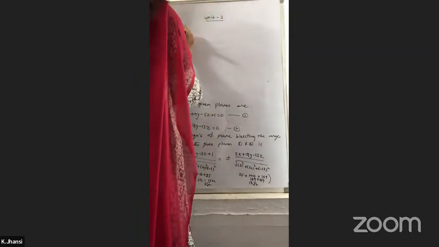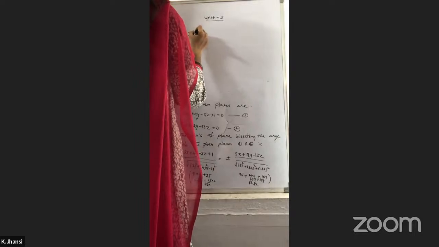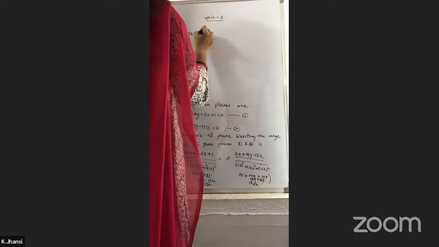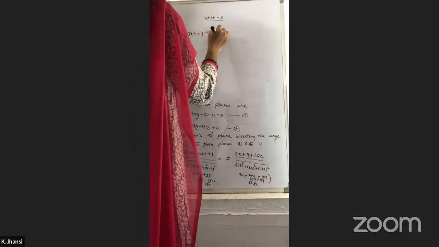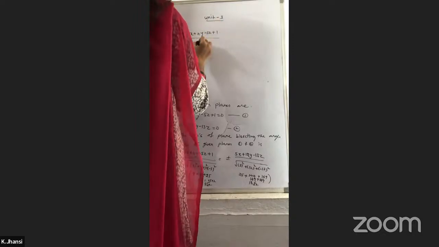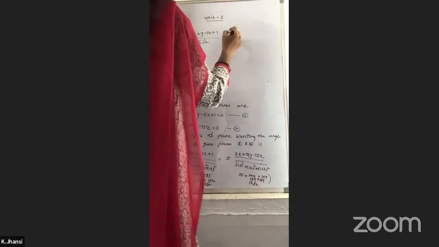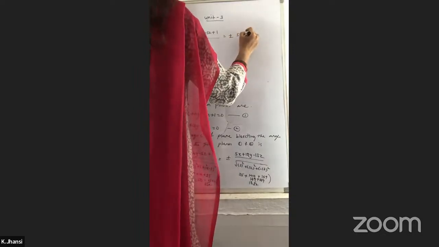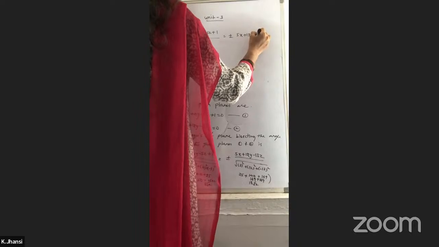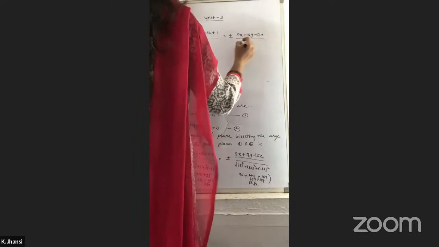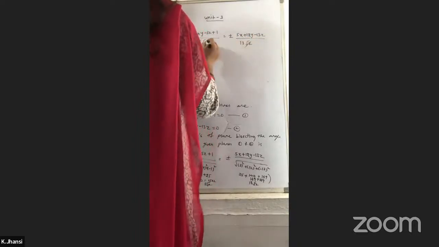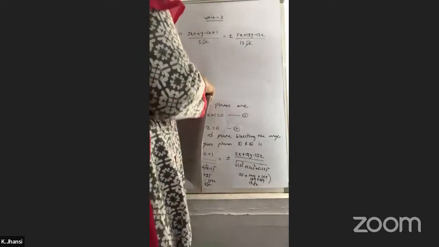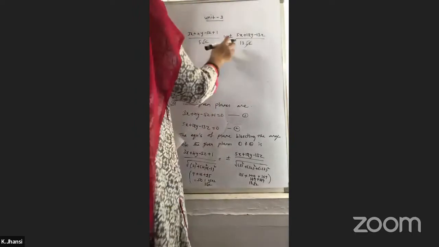So it is (3x plus 4y minus 5z plus 1) by 5 root 2 equals plus or minus (5x plus 12y minus 13z) by 13 root 2. So root 2 will get cancelled on both sides. Now you do the cross multiplication.